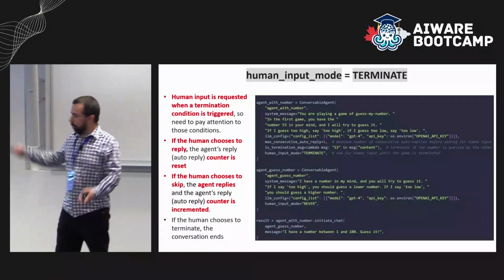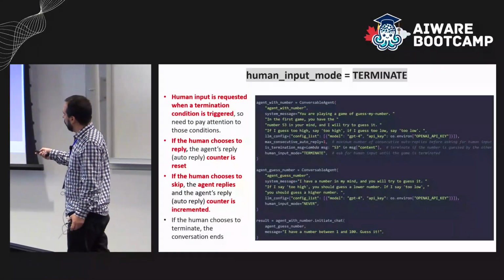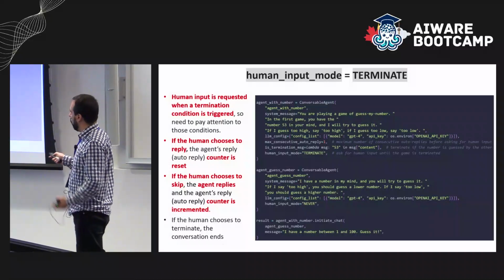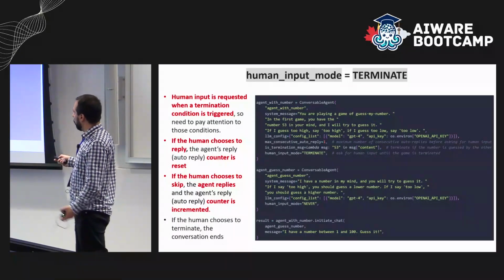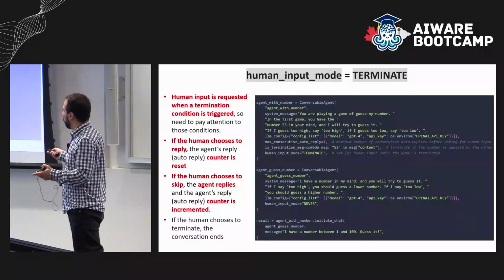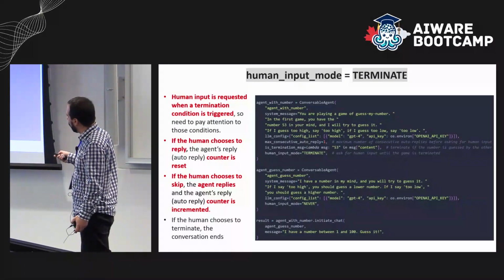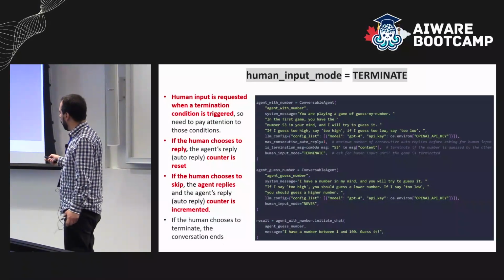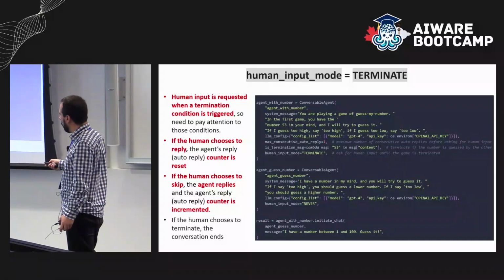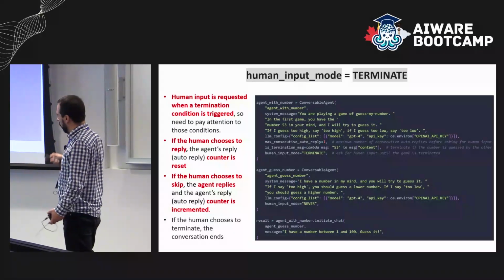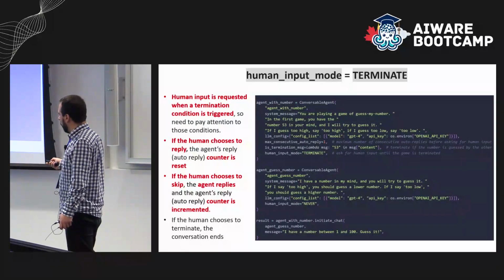For terminate, again, the human input is requested when the termination condition is triggered. If the human chooses to reply, then the counter, the max consecutive reply, is reset. The human can choose to skip, and then the agent will reply.